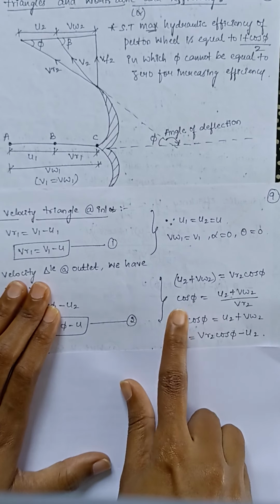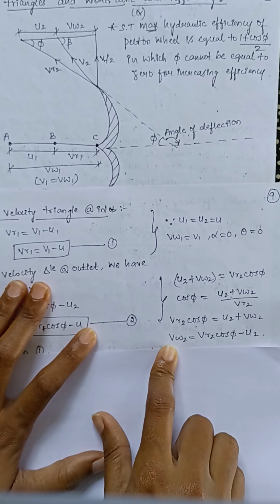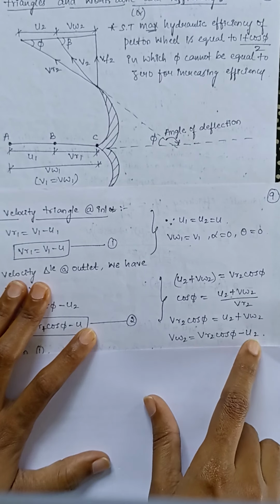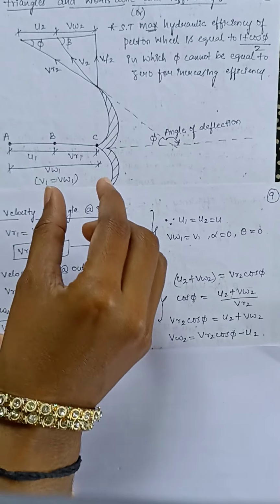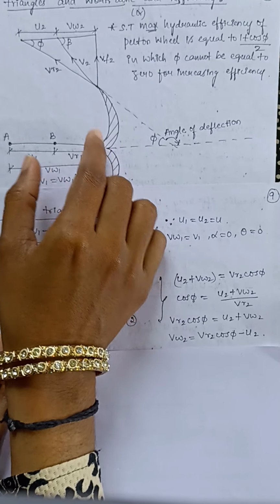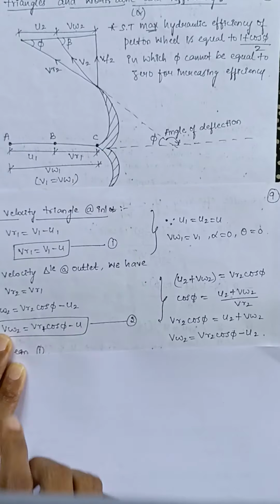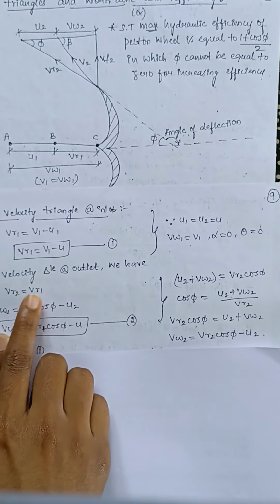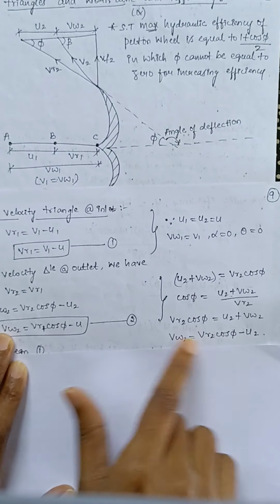If I bring plus u2 to the other side, that will become minus, hence the equation of Vw2 will be written as Vr2 cos phi minus u2. But we know that the relative velocity at which the jet is striking the plate at the splitter will be equal to the velocity of the jet that is leaving at the outlet tip. So for that reason, Vr1 will be equal to Vr2. So now let us keep this equation.